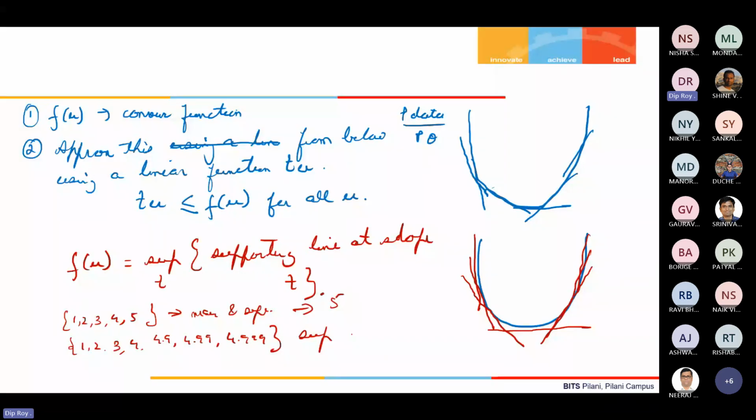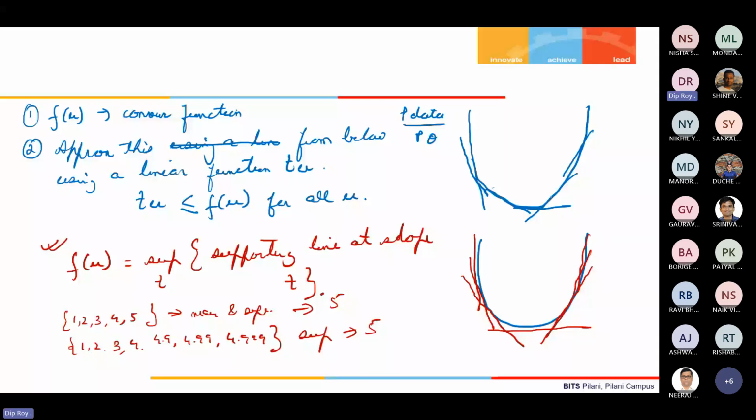Here the supremum is 5. Your maximum is actually 4.999999, and your supremum is actually 5. So supremum is like a maximum but more flexible. It is basically the smallest number that is bigger than or equal to everything in the set. That is supremum. And this particular function here is saying that f of u is the supremum of all the supporting lines. That is, this line is the supremum of all the supporting tangents.